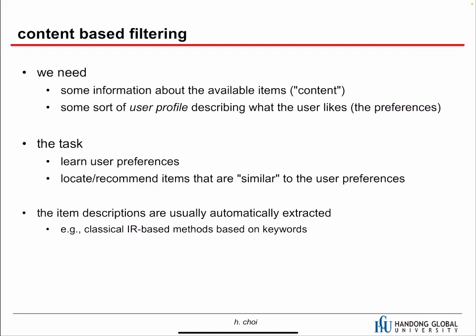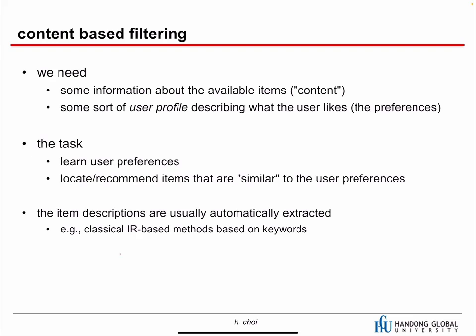And the item descriptions are usually automatically extracted. As I said, based on the history, we can extract that information. The item descriptions are usually automatically extracted from the data. For example, if it is article recommendation, then we have to extract some information from the article, and this information should be structured.